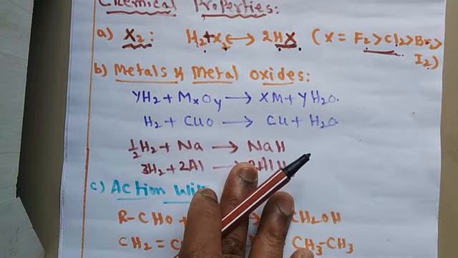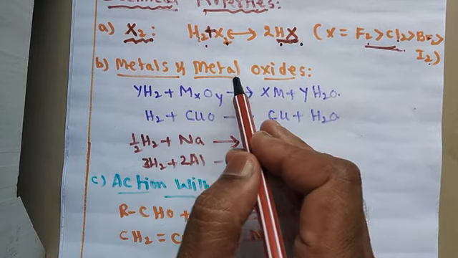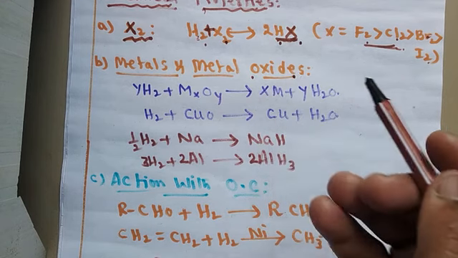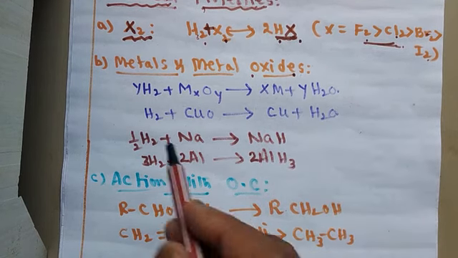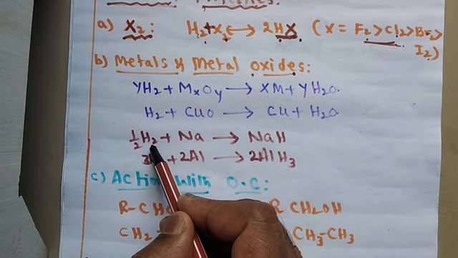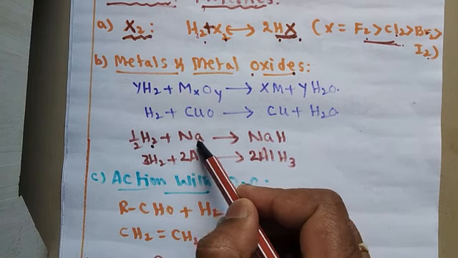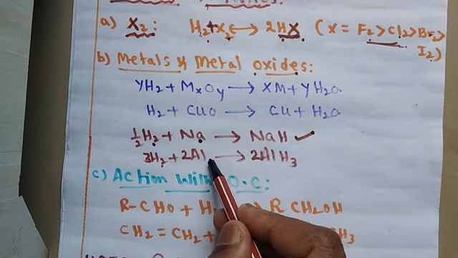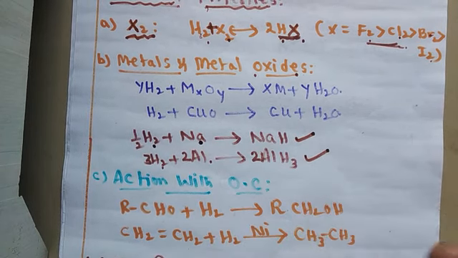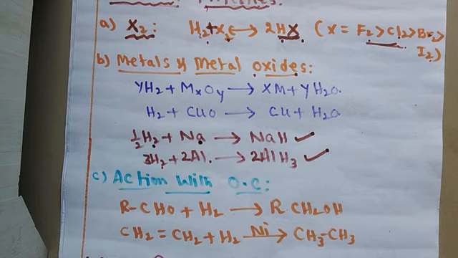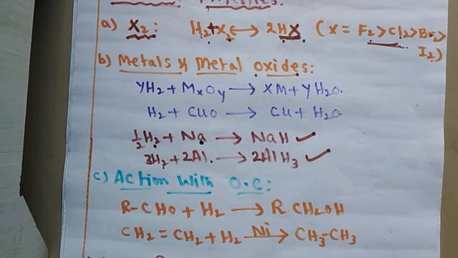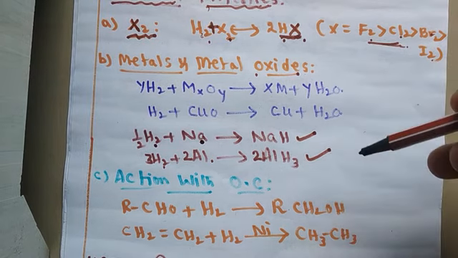Next, children, the action with metals as well as metal oxides. See children, reaction with metals: hydrogen reacts with metals like sodium and aluminum to form hydrides, aluminum hydride, sodium hydride. So when metals react with hydrogen, the compounds formed are called hydrides. Examples given are sodium hydride and aluminum hydride.